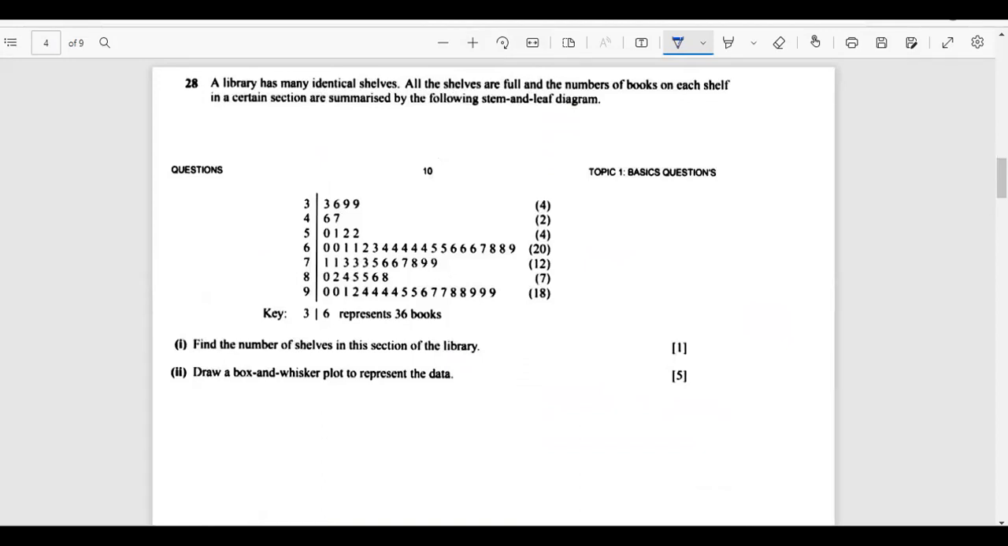All right, let's talk about the next question now. It says, a library has many identical shelves. All the shelves are full, and the number of books on each shelf in a certain section are summarized by the following stem and leaf. Now, this time around, the stem and leaf is given. Find the number of shelves in this section of the library. It is a 1 mark question. Think about it and then just answer it directly.